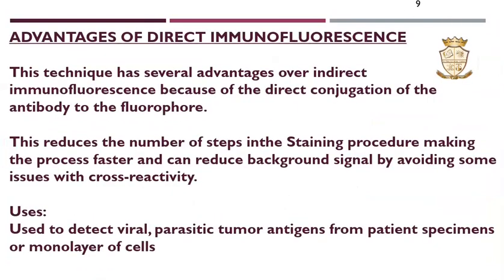Advantages of direct immunofluorescence. This technique has several advantages over indirect immunofluorescence because of the direct conjugation of antibody to the fluorophore. This reduces the number of steps in the staining procedure, making the process faster, and can reduce the background signals by avoiding some issues with cross-reactivity. Uses: used to detect viral, parasitic and tumor antigens from patient specimens or monolayers of cells.